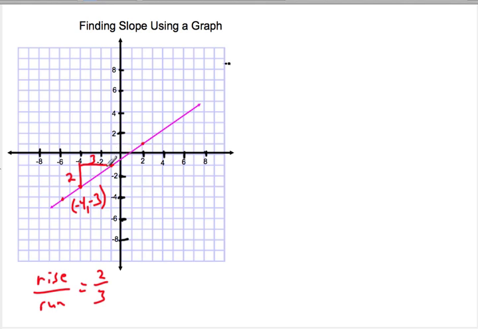Now if we would have chosen this point and this point instead, then we would have to go up 1, 2, 3, 4 to get up to that grid line, and then over 1, 2, 3, 4, 5, 6 to get to that grid line. Well, incidentally, 4 over 6 is equal to 2 over 3. So no matter what 2 points you choose on a graph to figure out the slope, you'll get the same slope each time, which is 2/3 in this case.